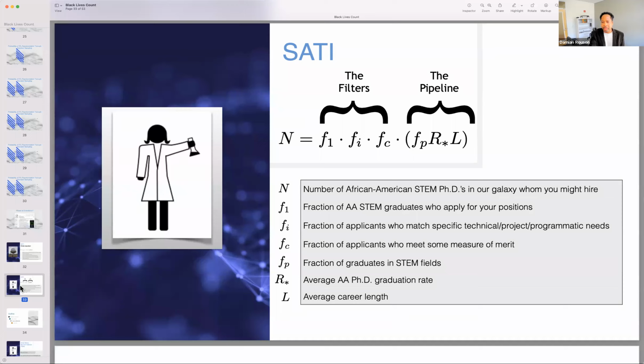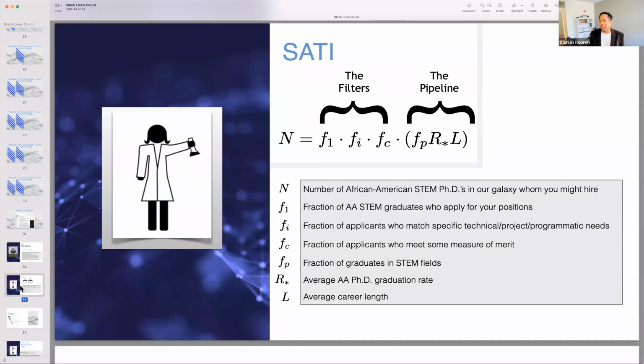And the one term that I dropped was the NE term, the number of planets around a star that are habitable, because I didn't have a good analogy for that one. But I think we can take the rest of these terms and convert them into something that's relevant to this process. So let's say we're going to try and figure out the number of African-American scientists we should have in a given setting. So for the pipeline, we've got the average rate of African-American PhD graduation and the average career length, and then the fraction of those graduates in STEM fields.